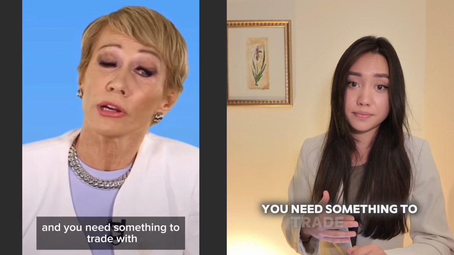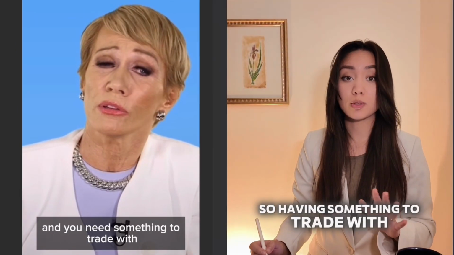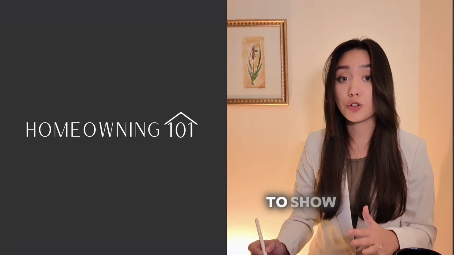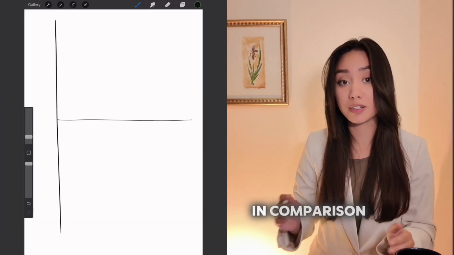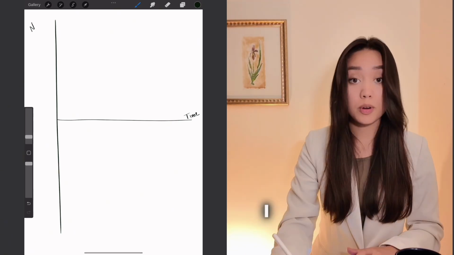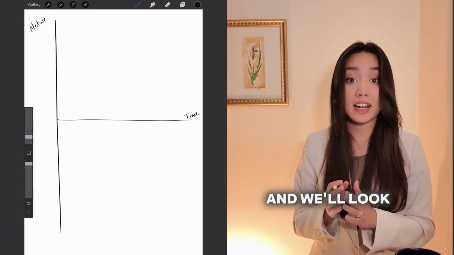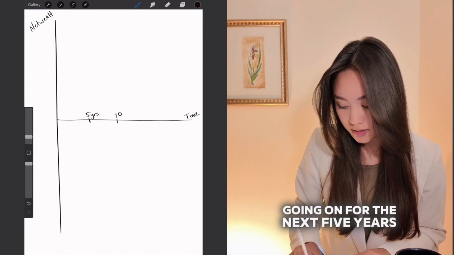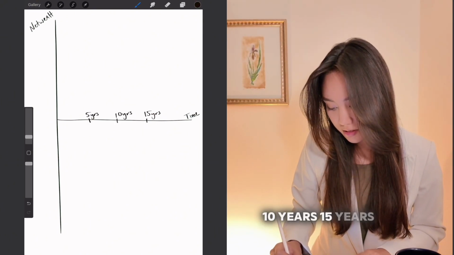And you need something to trade with. So having something to trade with was kind of described in the last example, but I want to go ahead and do the math for you to show you just how much you would have to trade in comparison to just renting and saving alone. Now we'll call this axis your net wealth, and we'll look at it from the perspective of today, going on for the next 5 years, 10 years, 15 years, 20 years.